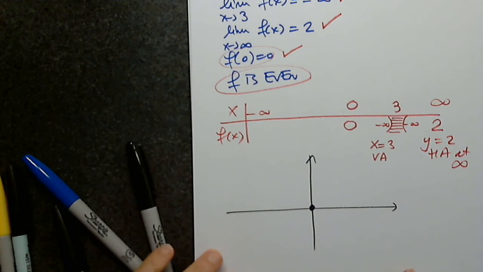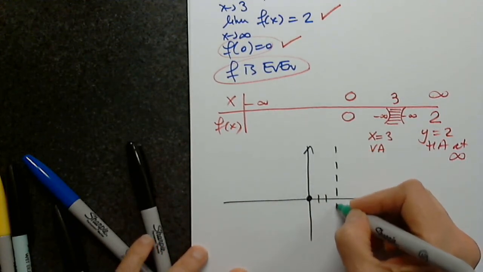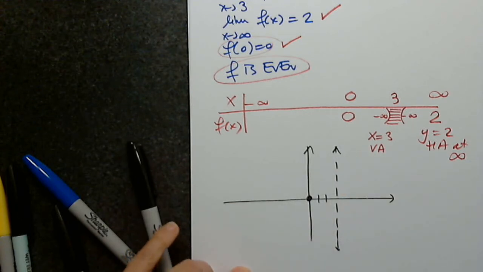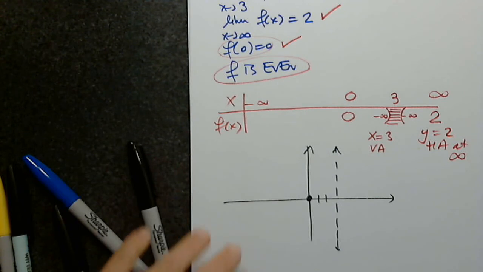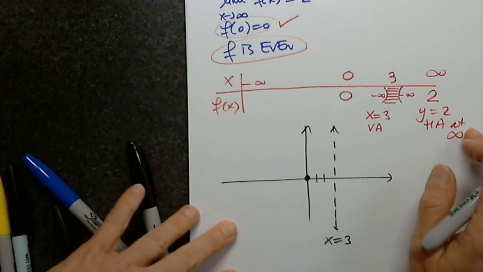No question about that. x equals 3. So what would I mean? Just because. Symmetric with respect to the origin. So what I have in the first quadrant, I will have in the third. What I have in the second, I will have in the fourth. Okay, so this is x equals 3. And I will have a horizontal asymptote.